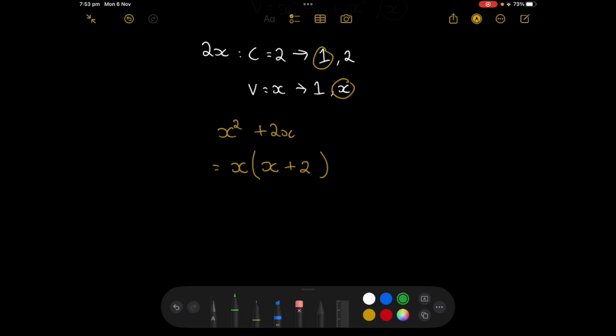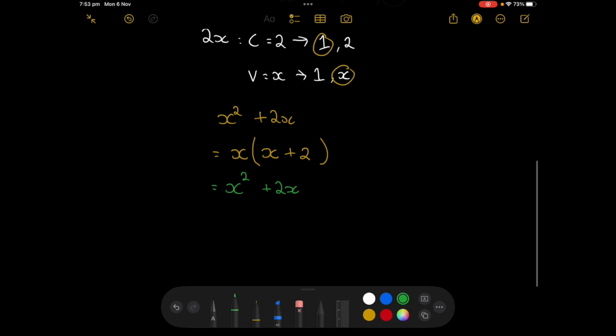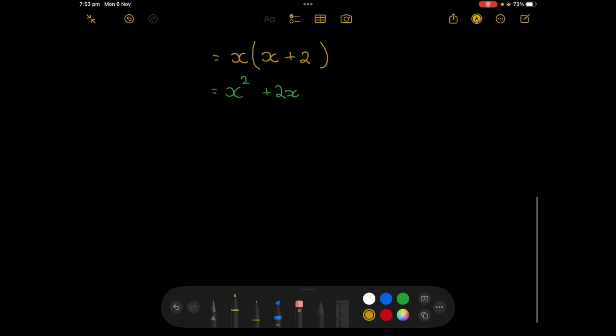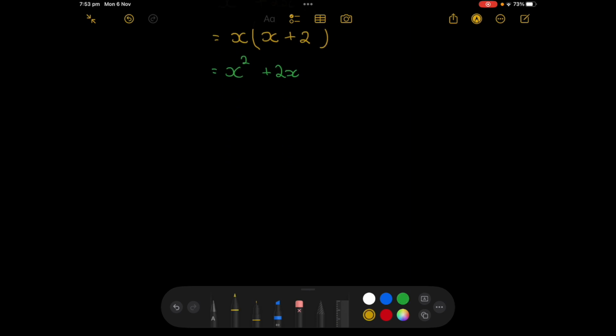Now we can prove that using expansion, because like I said at the start of the video, expanding and factorizing are opposites to each other. So if I expand this, x times x is x squared, and x times 2 is 2x, which is our original question. So that works. Let's look at a different example applying the highest common factor method. So let's look at the equation 2x squared plus 4x.